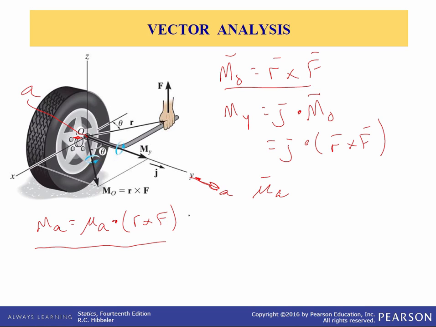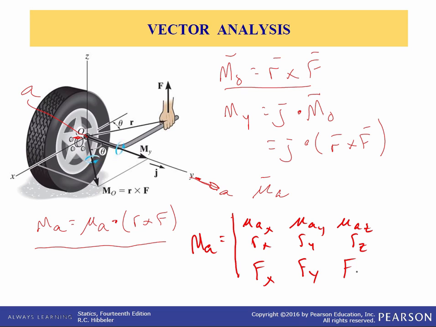Now if they're written in Cartesian form, M sub A would be equal to, and here you can use the determinant method, but instead of i, j, k across the top, we have the x component of u sub A, the y component of u sub A, and the z component of u sub A. And then it's dotted with r cross F, so this would be r sub x, r sub y, r sub z, cross F sub x, F sub y, F sub z.